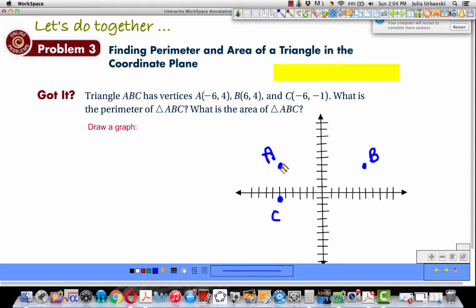So to connect it, make a triangle. And one of the first things you want to notice is that there's a right angle there. So this is a right triangle. That's going to help us when we're trying to figure out which numbers represent the base and the height.